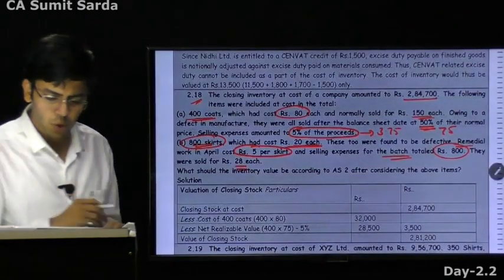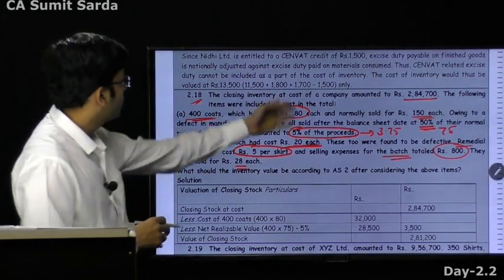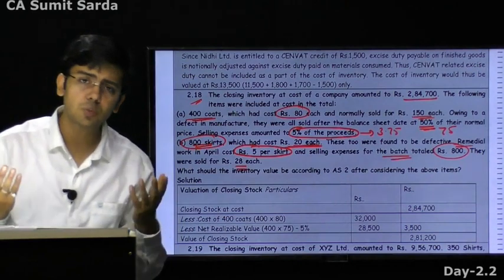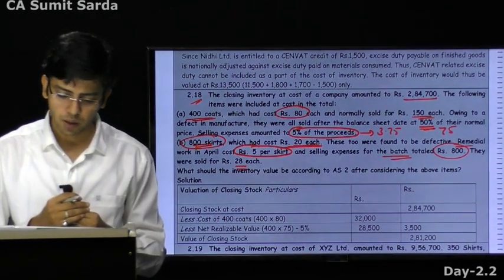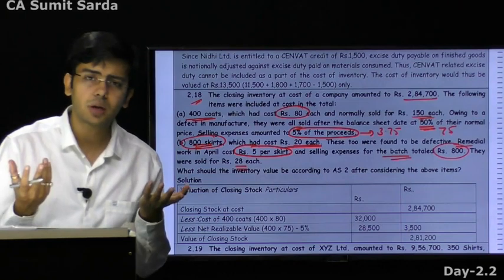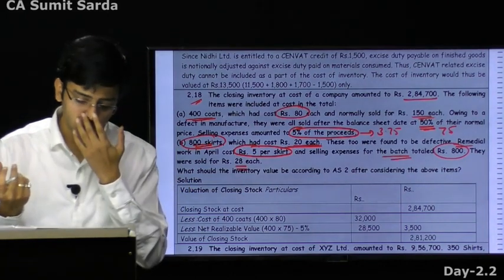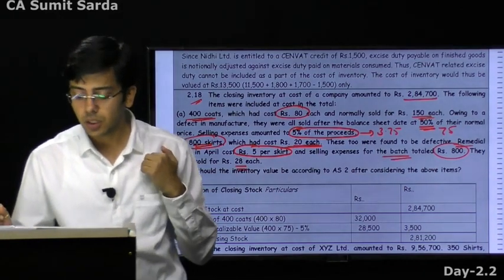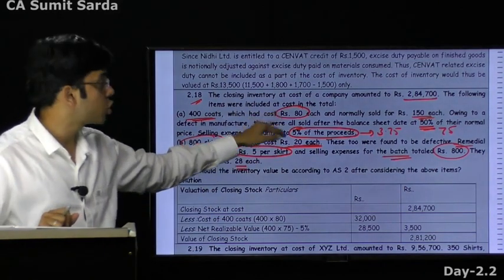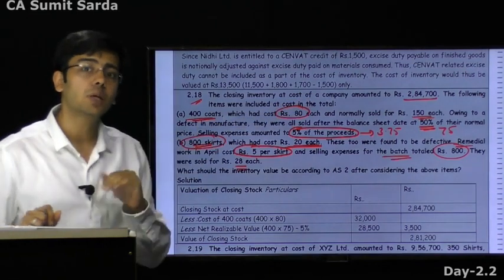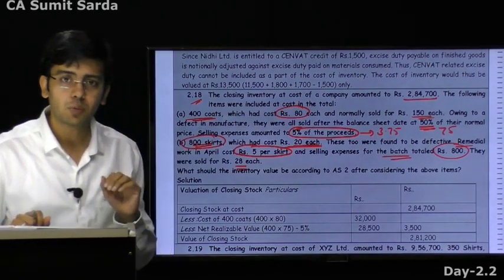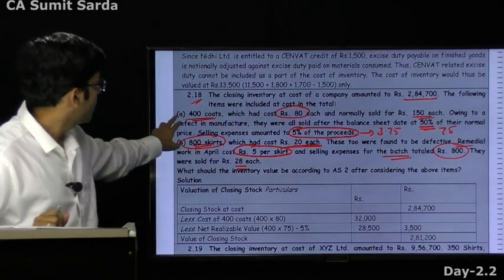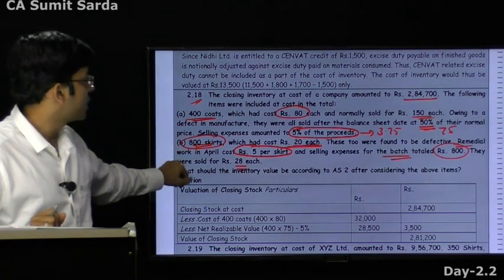I have a doubt. They have given me already the value of the inventory. The value of the inventory given by them is 284,700. Such a huge amount. And what I am getting is only 44,500. So why such a big difference? Now I need to think. I believe there are some other items of inventory also in that 284,700 which have not been provided to us. We have been provided only two cases out of the total inventory, the case of 400 coats and 800 skirts.